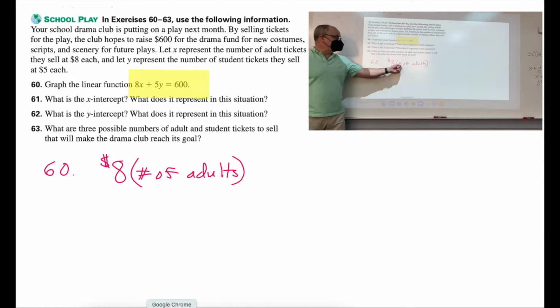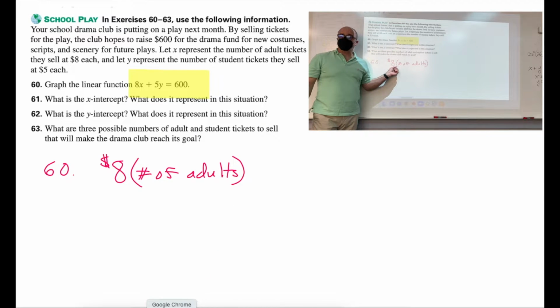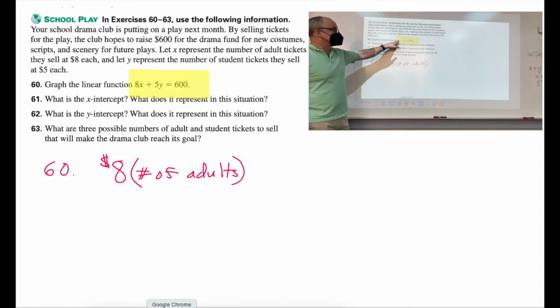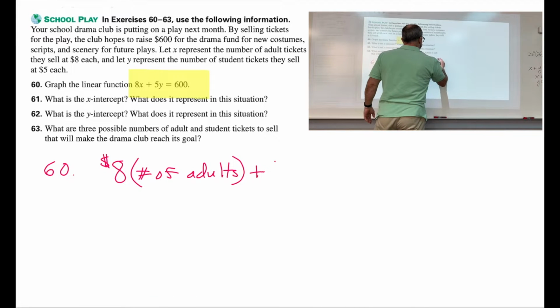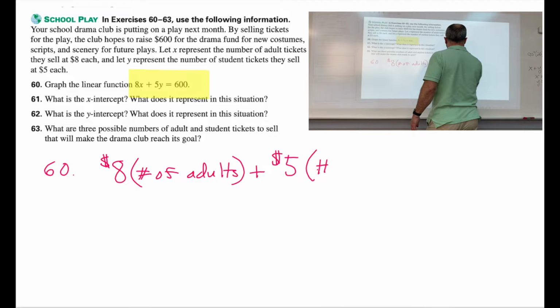If 5 adults come in, they get $40. If 1 adult comes in, they only get $8. If 2 adults come in, they get $16. If 10 adults come in, they get $80. 8 times the number of adults, that's what the 8x means. Plus $5 times the number of students.